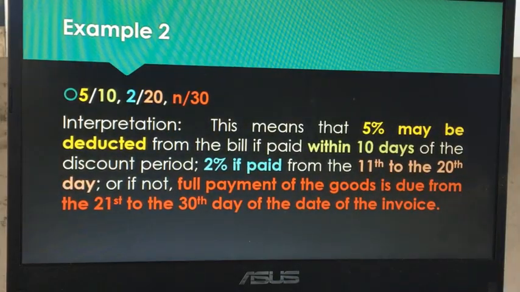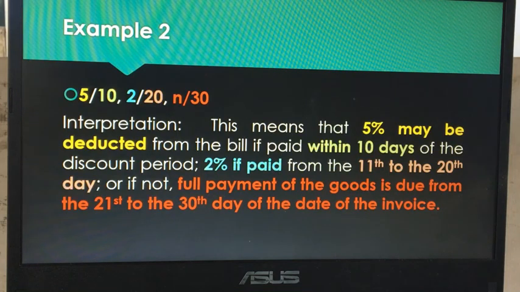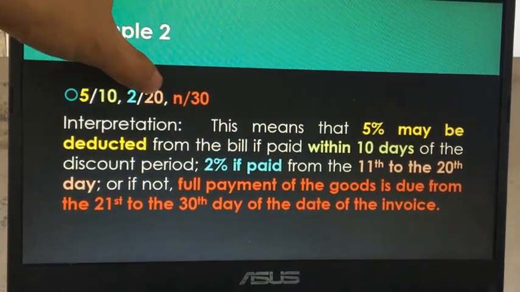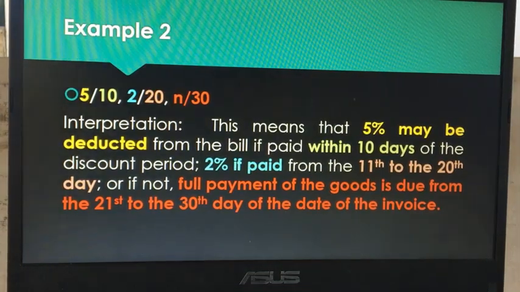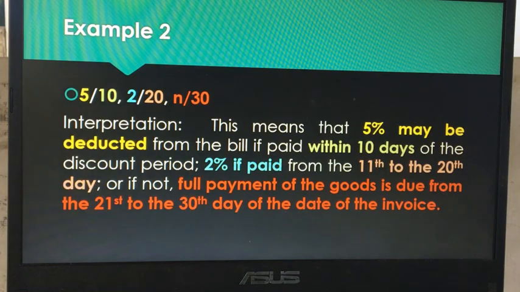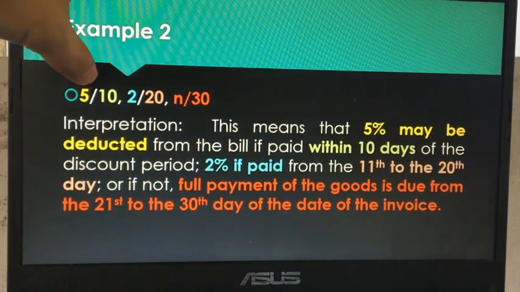Okay, let's try to answer this example number 2. Still, we are going to interpret some of the payment terms. In this example number 2, we have 5 over 10, 2 over 20, and n over 30. So what is the interpretation of these payment terms? Again and again, these payment terms are connected to each other. So every time that we interpret the payment term, we have to begin with the first part.